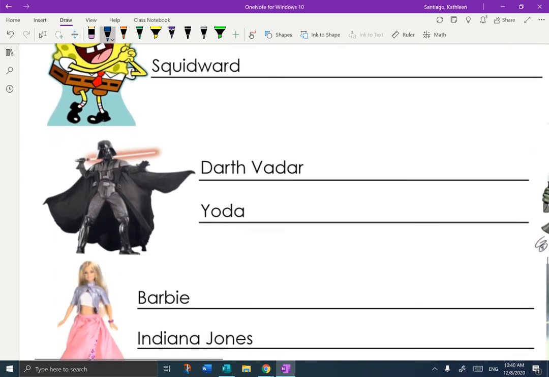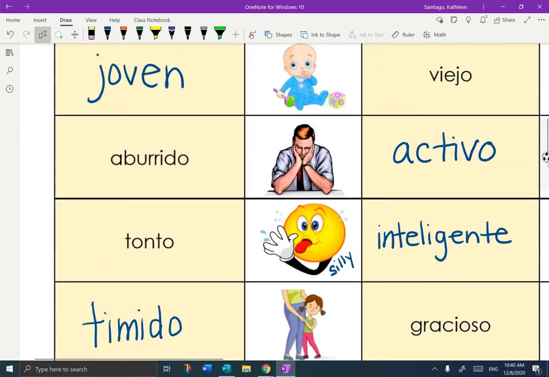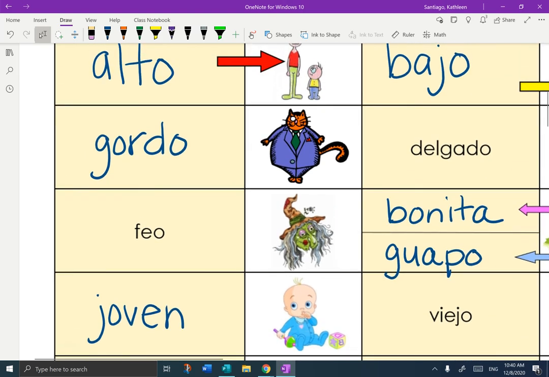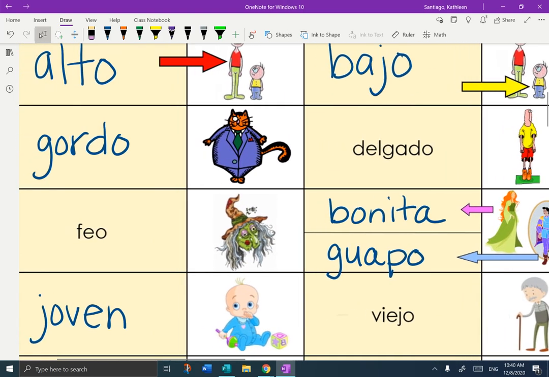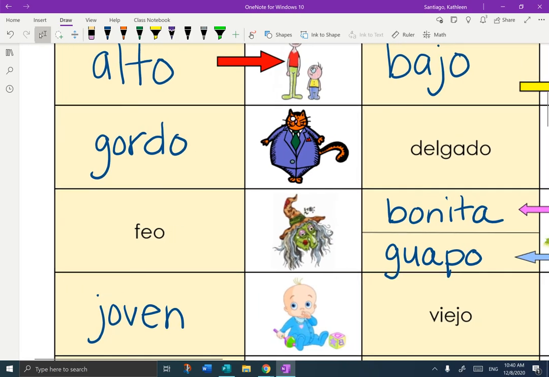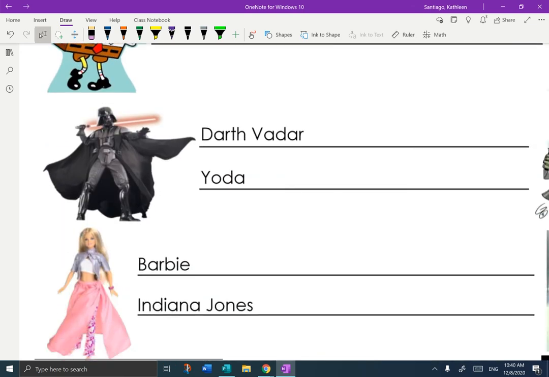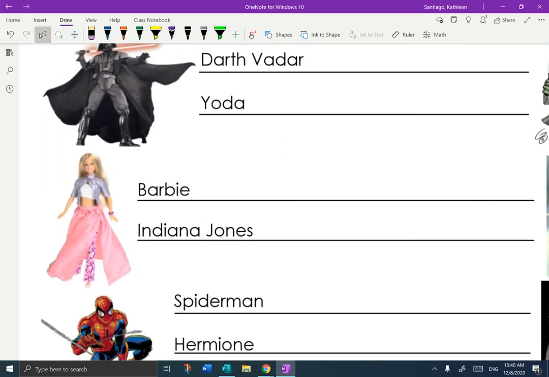Let me go down now. I want to find a girl one. Let me talk about Barbie. Barbie is a girl. If I want to pick a word from the top, and you don't have to agree with me, but I'm going to say Barbie is pretty. So I look up and the word for pretty is bonita. Okay, so Barbie is pretty. How many people is Barbie? She's just one. So Barbie es bonita. Okay, and it's that simple.